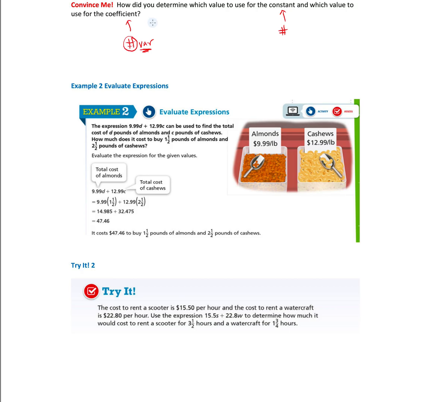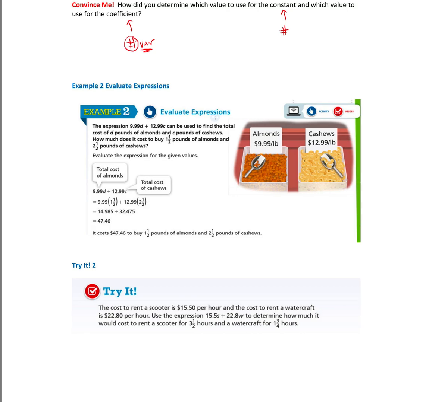So let's move on to example 2. Example 2 is totally worked out, so I'm not going to do any work on it. We're just going to talk about it. It's evaluating expressions. So on some of the problems, you're going to be given an expression, and then you're going to be told values for the variable. If I ask you to evaluate this expression right here, 9.99d plus 12.99c, you should have two questions for me.